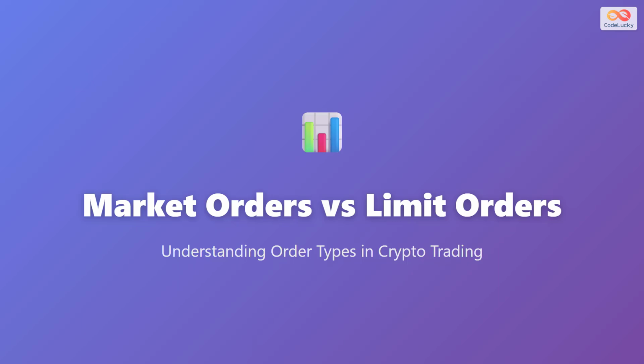When trading cryptocurrencies, understanding order types is essential for executing trades effectively. The two most fundamental order types every trader should know are market orders and limit orders. Each serves a different purpose, and understanding when to use each one can significantly impact your trading success. In this video, we'll explore both order types, how they work, and when to use them in your crypto trading journey.